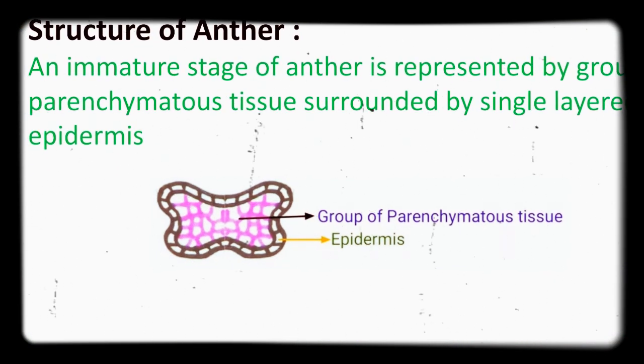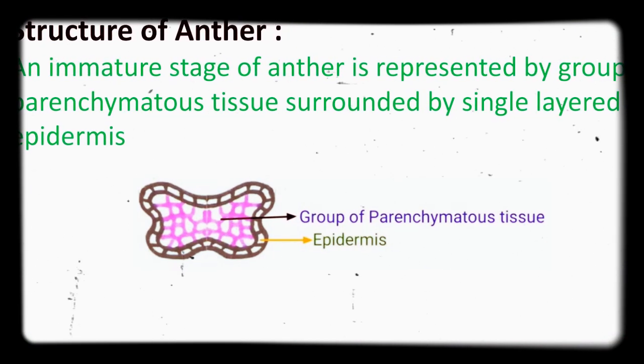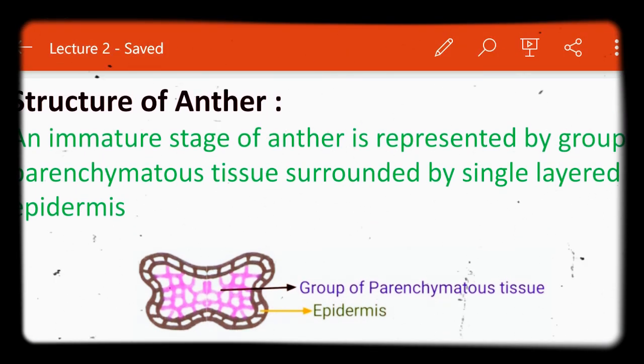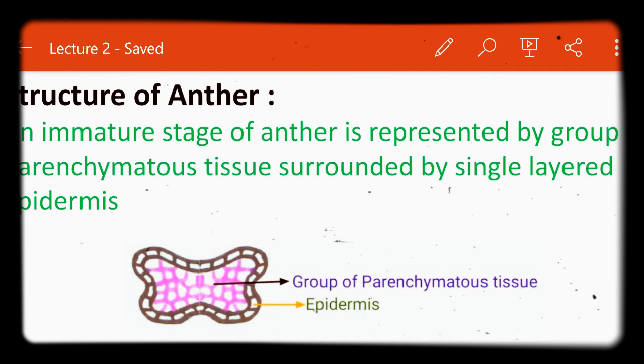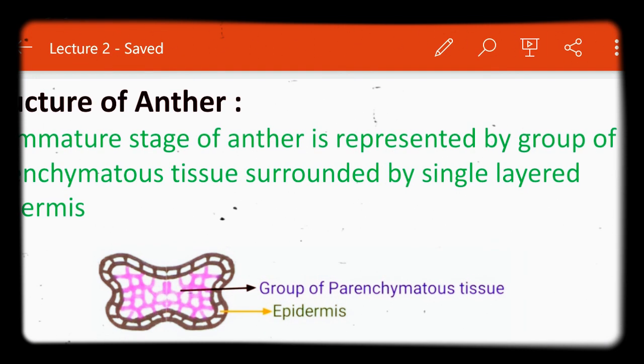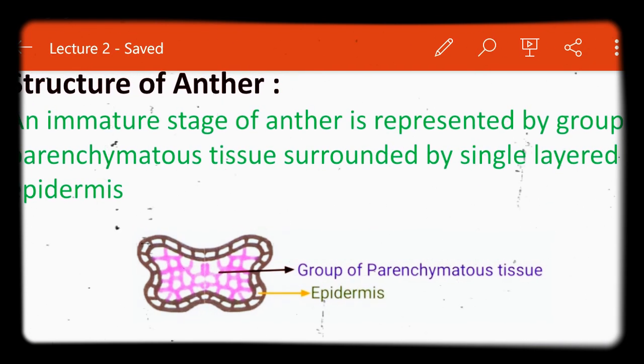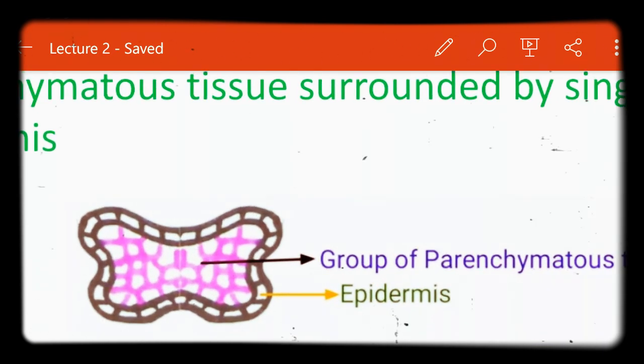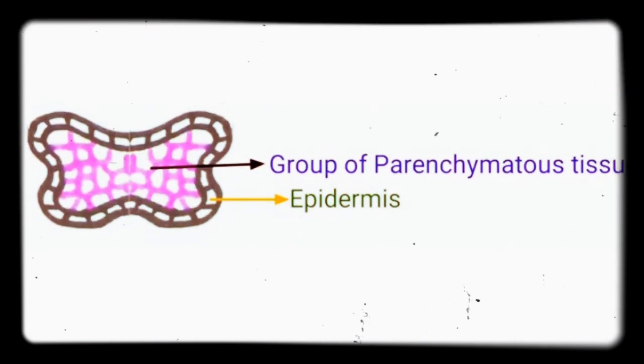The structure of the anther. An immature stage of the anther is represented by a group of parenchymatous tissue surrounded by a single layer of epidermis. You can observe in this diagram the group of parenchymatous tissue is almost violet in color, and the black colored epidermal tissue is there.